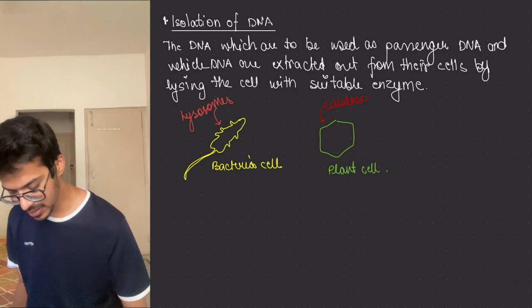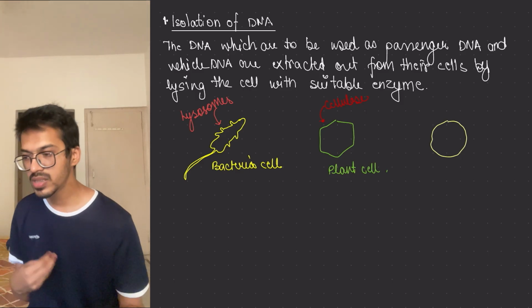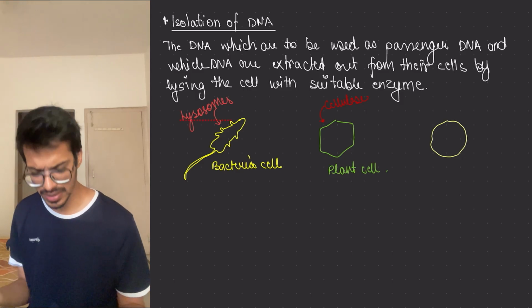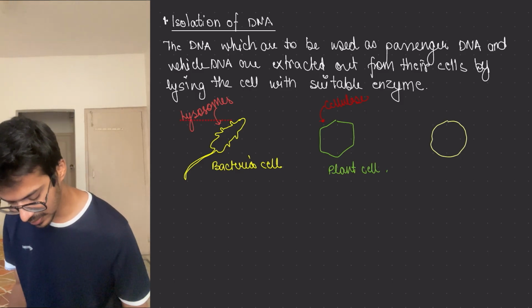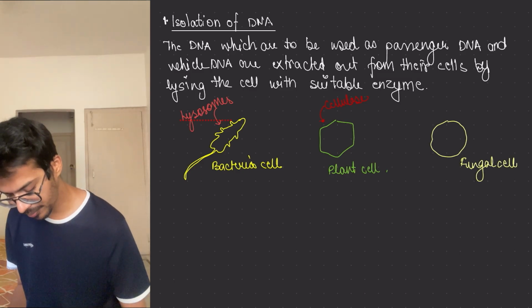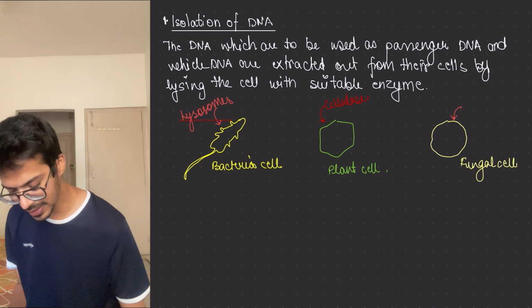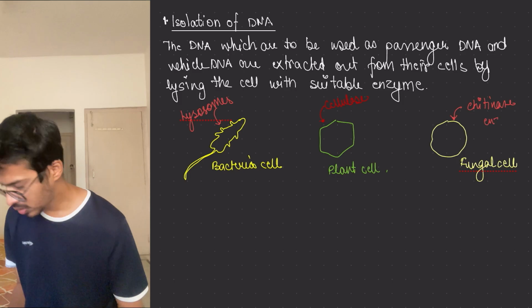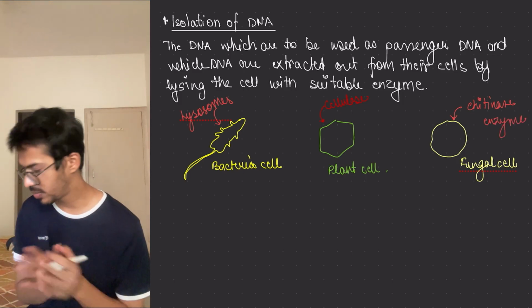And if it is a fungal cell, the chitin cells, let's take it that way. So its outer wall will be broken up by what? It will be broken by the chitinase enzyme. So this we know is what we are going to be using.